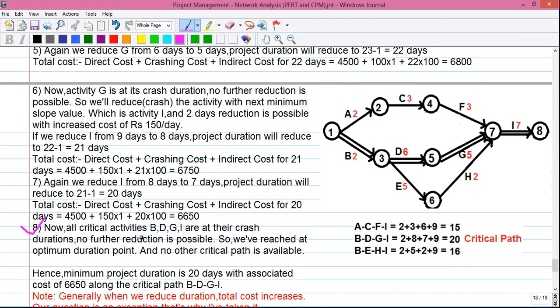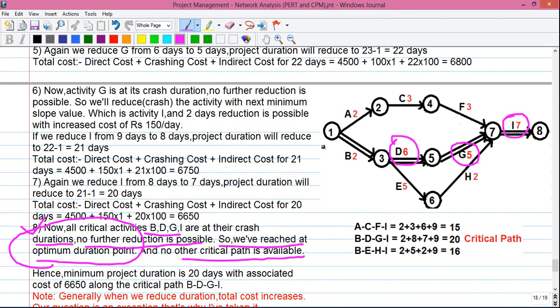Now all critical activities P, D, G and I are at their crash duration. Activity D is reduced to 6 days from its normal duration of 8 days. Activity G is reduced to 5 days from its normal duration of 7 days. And activity I is reduced to 7 days from its normal duration of 9 days. So since all the critical activities are at their crash durations, no further reduction is possible. So we have reached our optimal duration point and no other critical path is available.